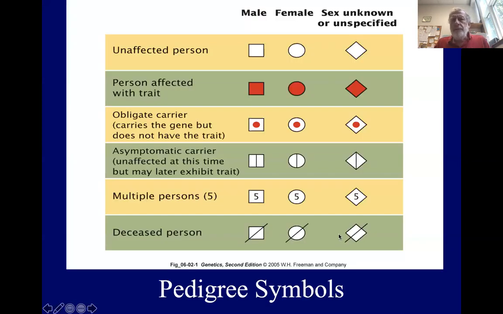So in a pedigree, unaffected people, that is people that don't have the genetic disorder or the phenotypic trait of interest here, are shown by usually white or open symbols. Affected people are shown by colored in symbols, not always red, but could be black or something else. People that are carriers are shown with a dot there. Males are squares, females circles, and people of unknown sex are diamonds. Asymptomatic carriers, as we can see here, have a circle in them. Multiple people have numbers in the symbol, and deceased people have a slash through the symbol.